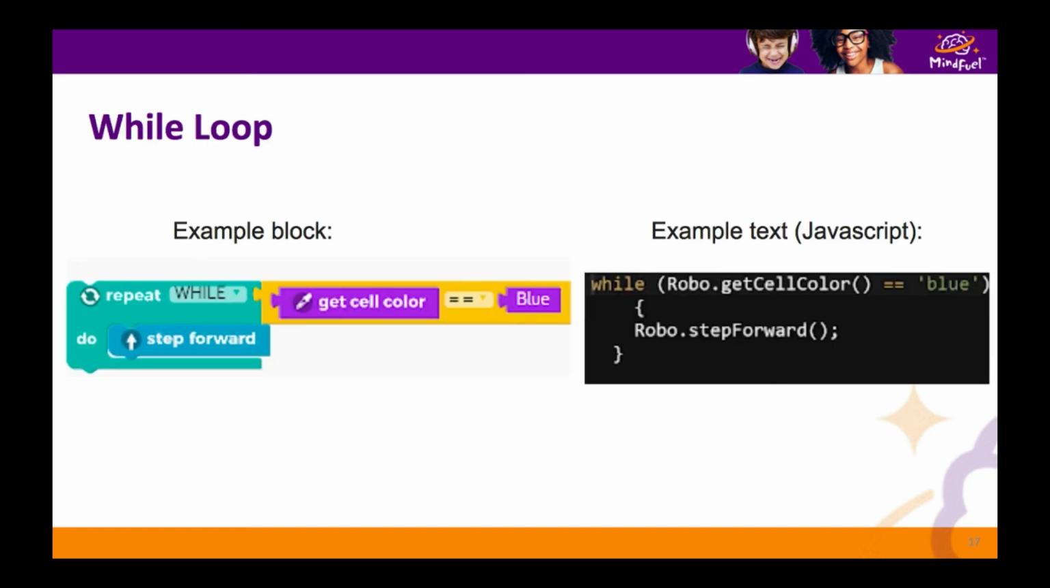Let's start with a while loop. In the block example, we see a while block being used along with an orange condition block. If the condition evaluates as true, then the code block under the do part of the while block will be executed. This will continue until the condition is no longer true. This example shows that a robot will be stepping forward as long as the cell color of the path it's on is blue.